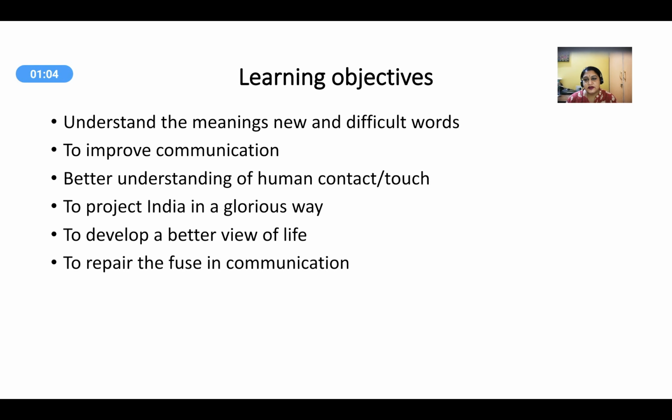The learning objectives of this session: the student can understand the meanings of the new and difficult words pertaining to this lesson. Each word is described along with the meaning, which will help the student to understand the text better. It will also help the student to improve communication. Through the course of the lesson, the student will understand the significance of communication, or how the human element in communication is very important. It will also help the student to understand how human contact or the human touch is very important in all communication that occurs.